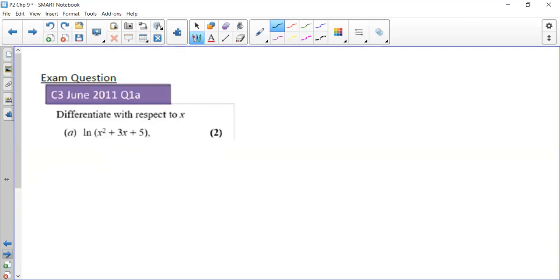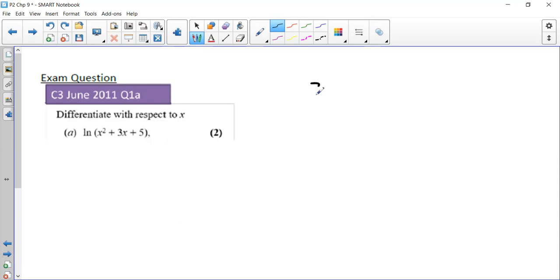Right, if you're happy with this, you can have a go at this exam question. That's question 1A, the very first question of the C3 paper. Differentiate with respect to x of ln of x squared plus 3x plus 5, 2 marks. Pause the video, have a go at the question. When you're ready for the answer, you can press play.